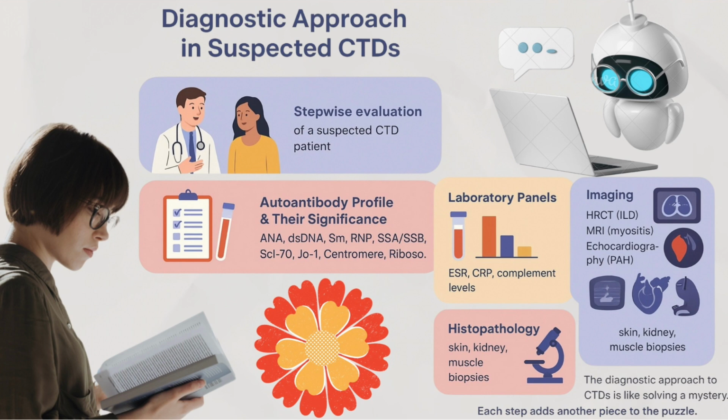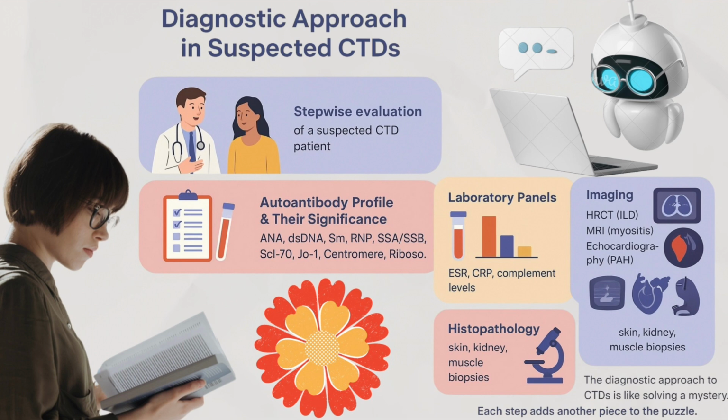Number 2, autoantibody profile and what it really means. This is often where the puzzle becomes clearer, but it's also where most mistakes happen. The most common test is ANA, the anti-nuclear antibody. Almost all lupus patients test positive, but here's the twist. Many healthy people test positive too. So, ANA is the door. It lets you into the house, but it doesn't tell you which room you're standing in.